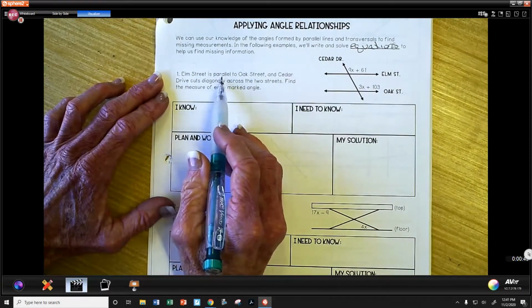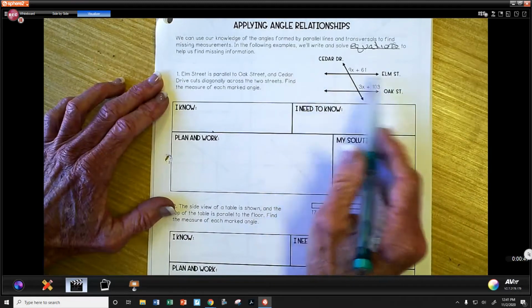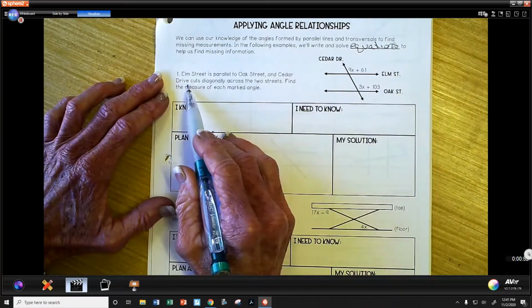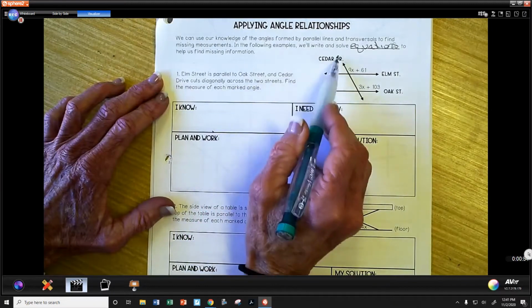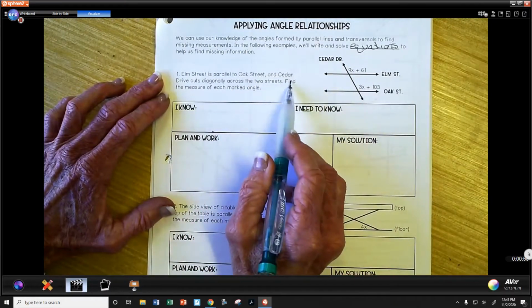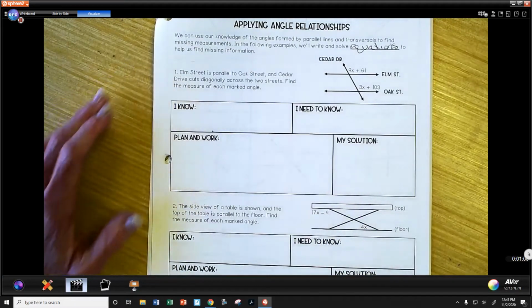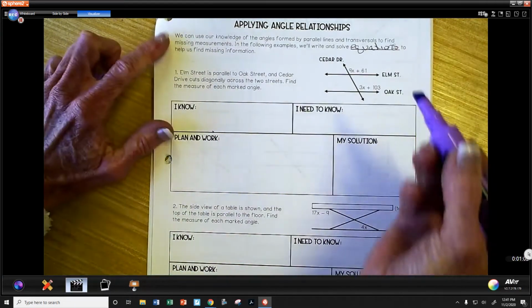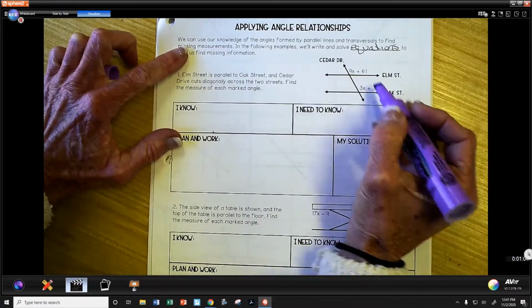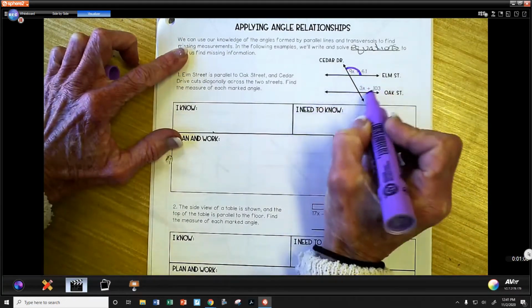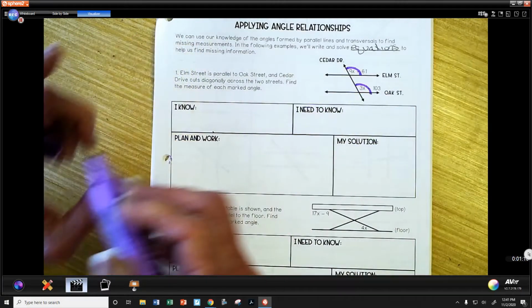Elm Street is parallel to Oak Street. Okay, so those two are parallel. And a drive cuts diagonally across the two streets. That's Cedar Street. Find the measure of each marked angle. So the first thing I do is I take a highlighter and I look at those two angles. Those are supplementary, therefore they are the same. So I am going to color them the same.